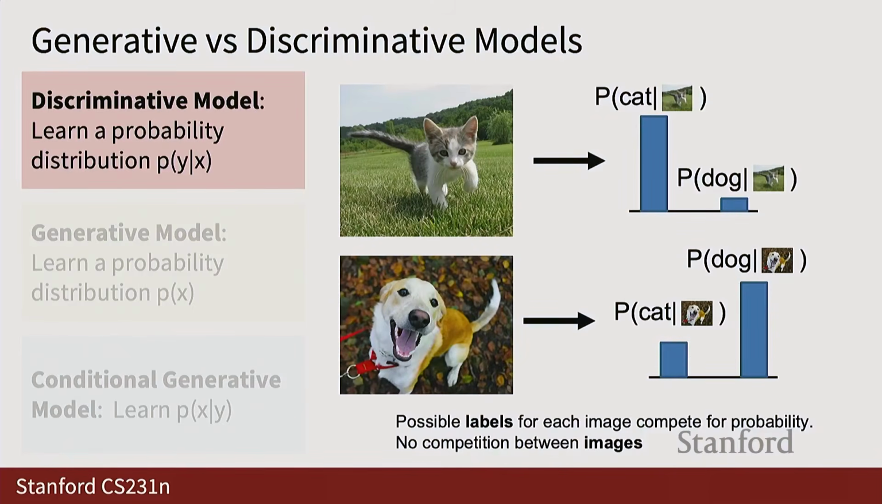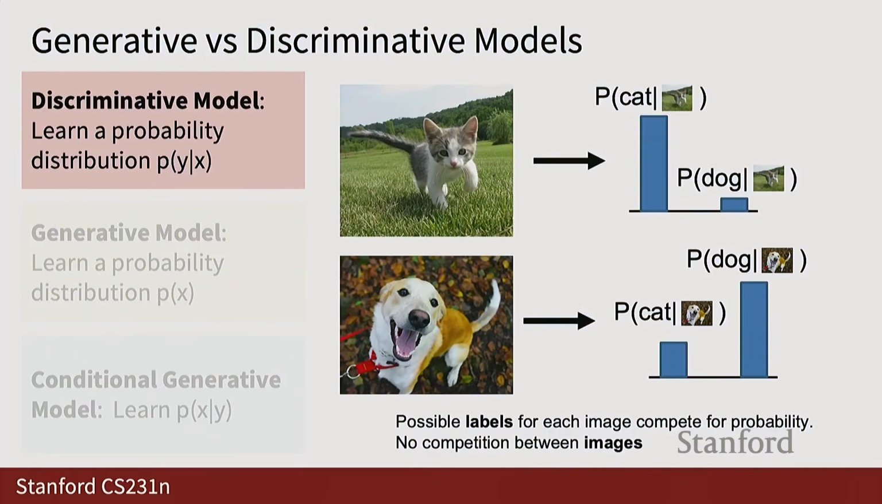And crucially, notice here that there is no competition among images for probability mass. Because every image is inducing its own distribution over the label space, there's no kind of competition for mass across the different images. The only things that are competing for mass are the different labels for each image. And that's very important when you think about discriminative modeling.